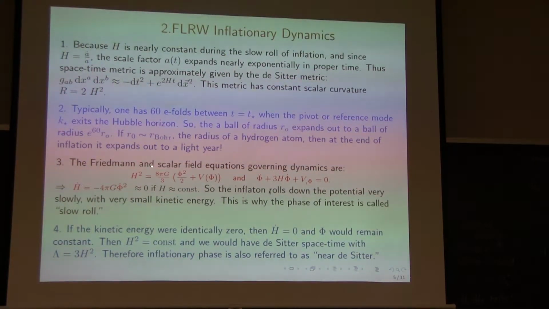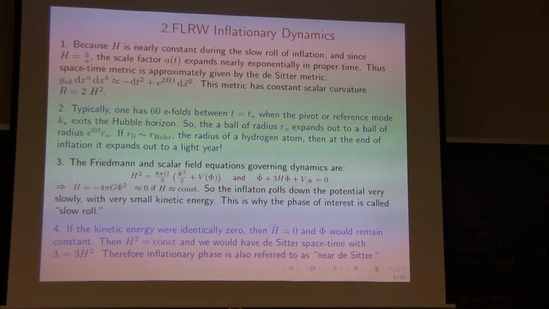The Friedmann and scalar field equations governing the dynamics, we have seen this. This is the background spacetime. These are the equations: the Hubble parameter squared is given by 8 pi G divided by 3 times the scalar density. The scalar density is the density of the scalar field. The density of the scalar field is a kinetic energy term plus the potential energy term. And then for the scalar field, we have the Klein-Gordon equation, which is written down here in terms of proper time instead of the conformal time.